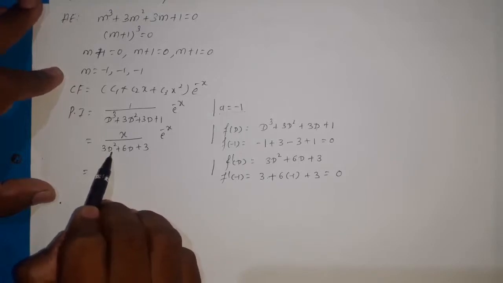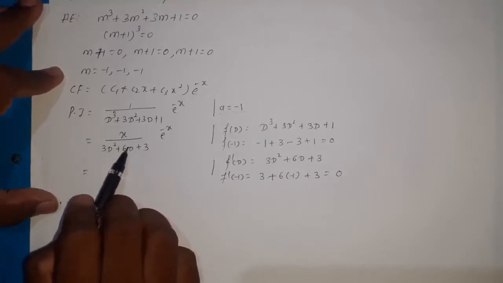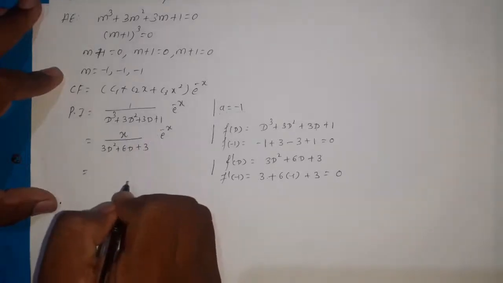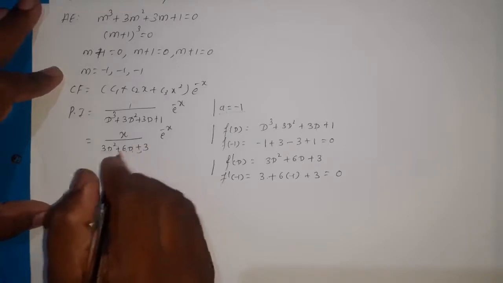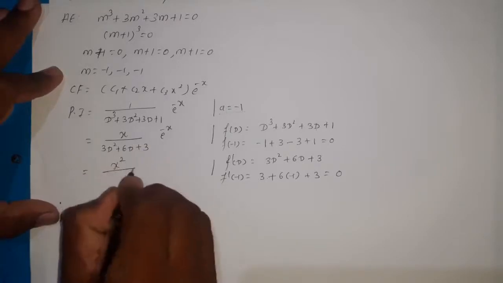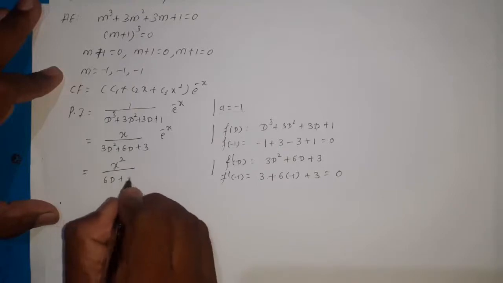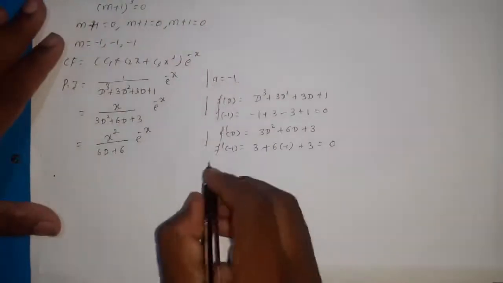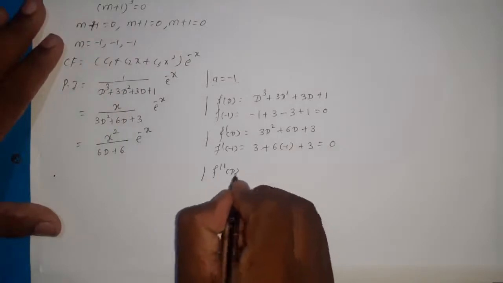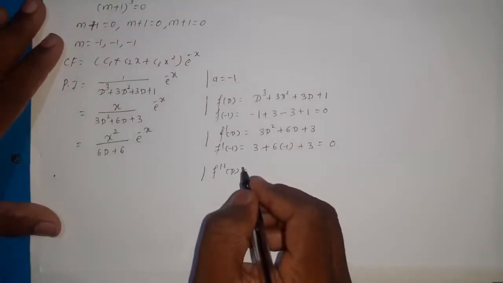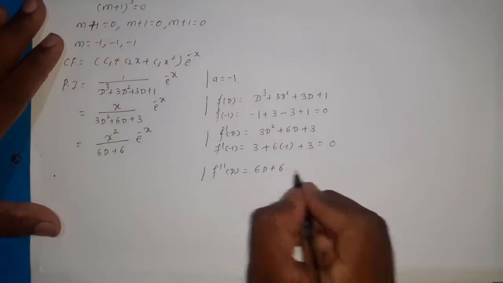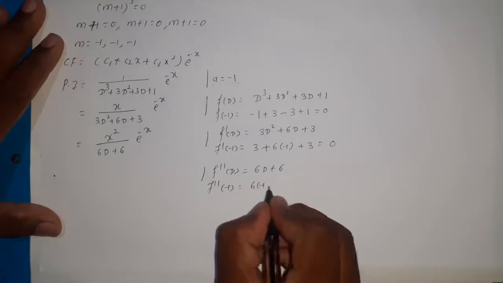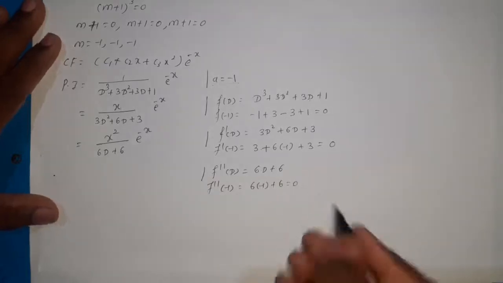So therefore again the denominator becomes 0 for D equal to minus 1. Hence again we need to differentiate the denominator with respect to D. So already one x is there, that becomes x into 1 by f dash of the D, then it is x square divided by f double dash of D, e power minus x. Then f double dash of D is 6D plus 6. Then f double dash of minus 1 is 6 into minus 1 plus 6, which is equal to 0.